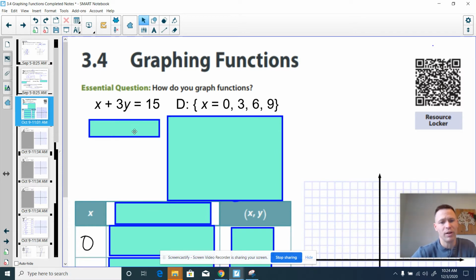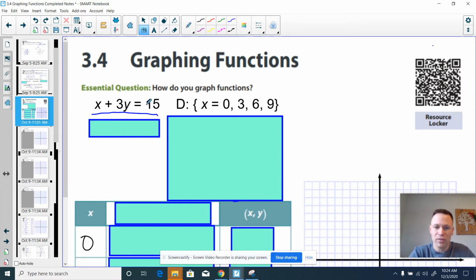All right, so how do we graph functions? Well, if this is the function that I'm given, it's x plus 3y equals 15, and I'm given a domain, right? And my domain that I have to then use is 0, 3, 6, and 9. Remember, these are my x values that I will put into this function, right? And then I will figure out what my y values are.